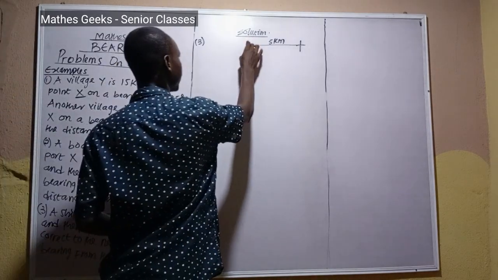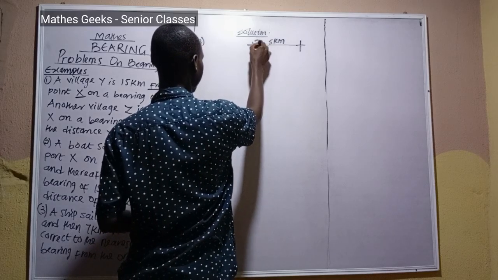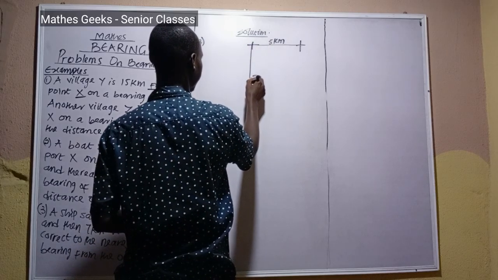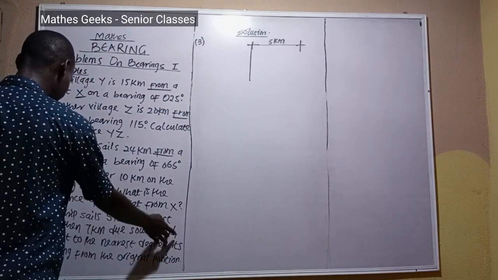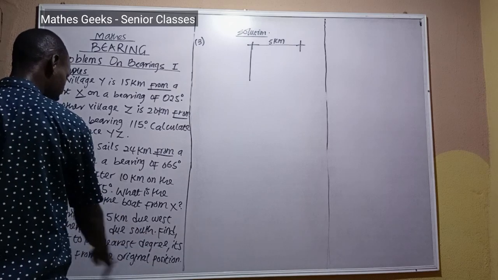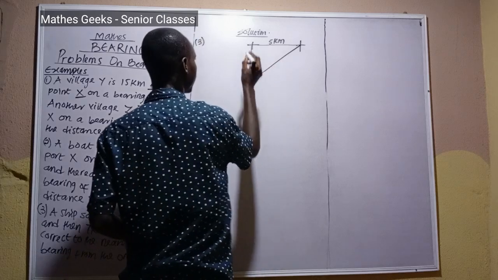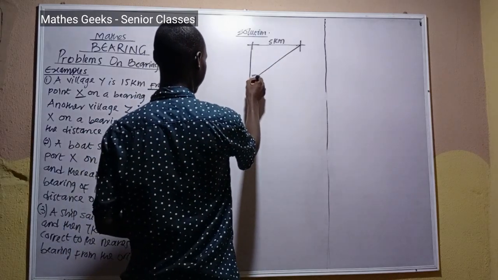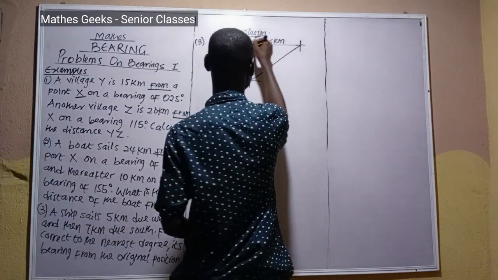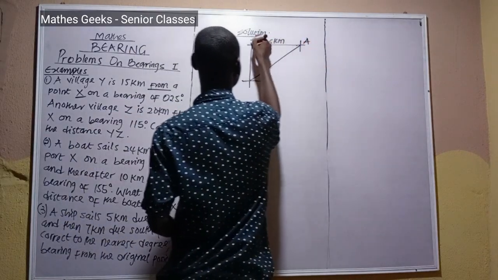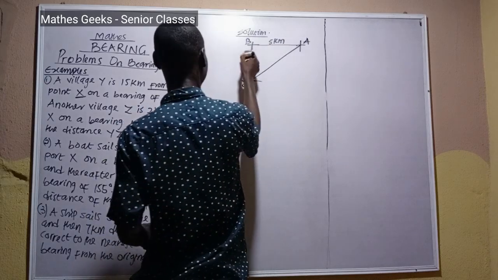And then 7 kilometers due south. So from this point, travel 7 kilometers due south. If you put your cardinal point here, south would be like this. Okay, now due south, find, correct to the nearest degree, the bearing from the original position. So you join this point to this point, and that will give you the bearing. So let's call the original point E, and then this point B, and then the final point C. Okay, so this is 7 kilometers.